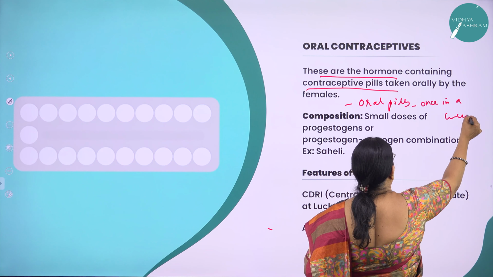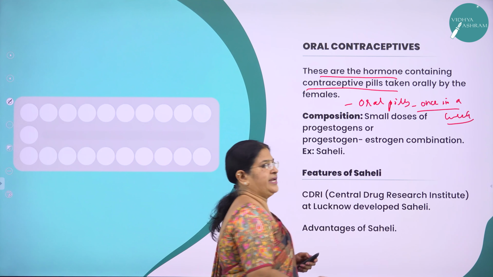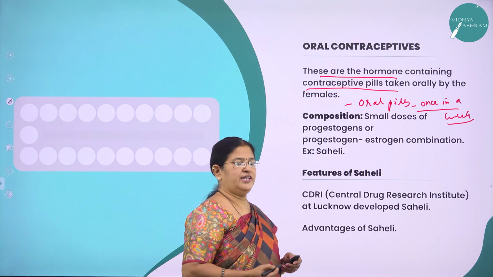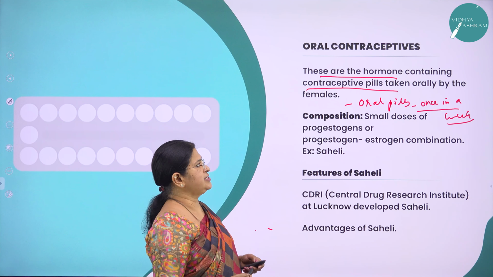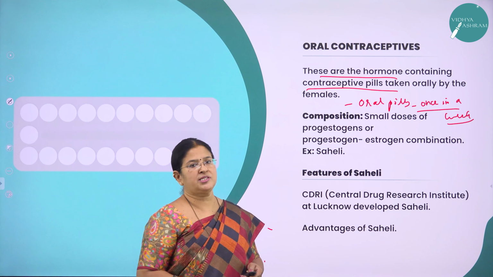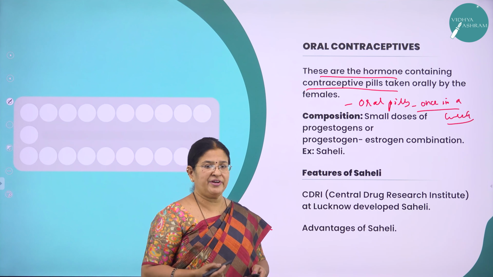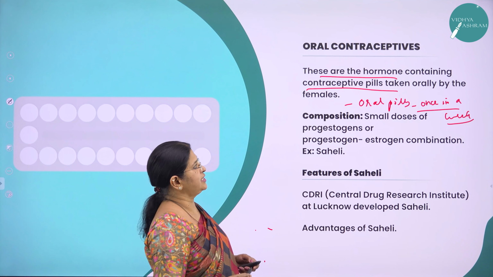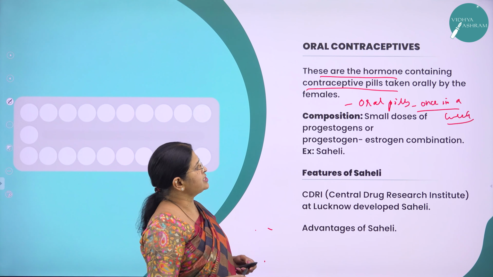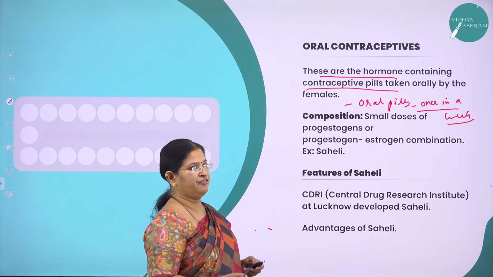Once in a week. So, if these oral pills are taken once in a week, then definitely it is going to prevent fertilization and prevent unwanted pregnancy. As I said, all these are the contraceptive methods which are used to prevent conception, right. Now, what are these oral contraceptives? These are the hormone containing contraceptive pills taken orally by the females.